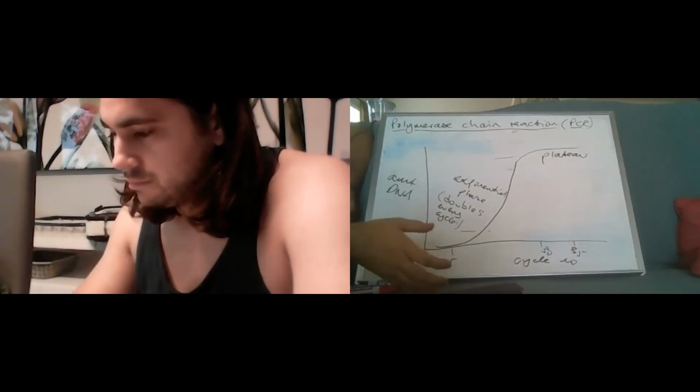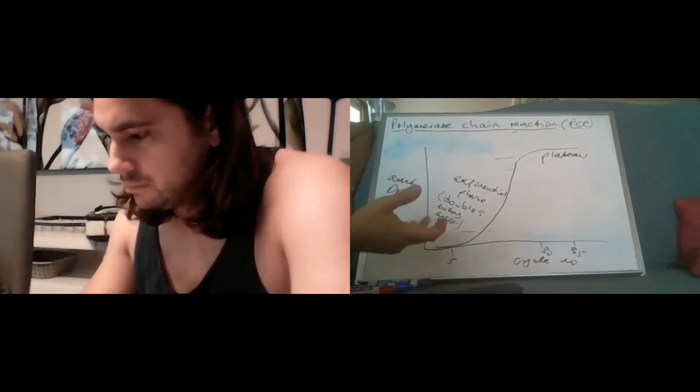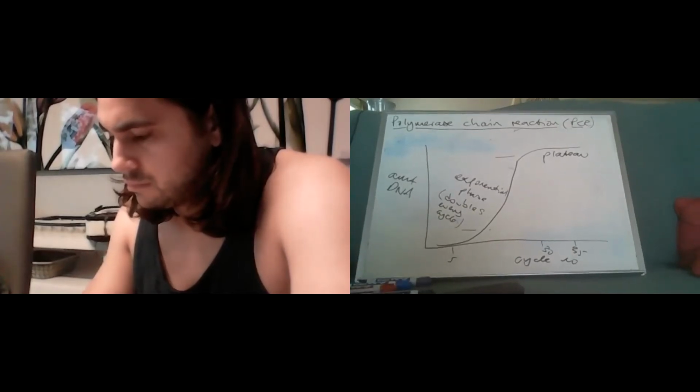And so now we've gone from having a small amount of template extracted from a tissue or sample or bone found in a cave in China or something, and now we have enough DNA to actually do something with. That's really the power of PCR. It's super awesome.